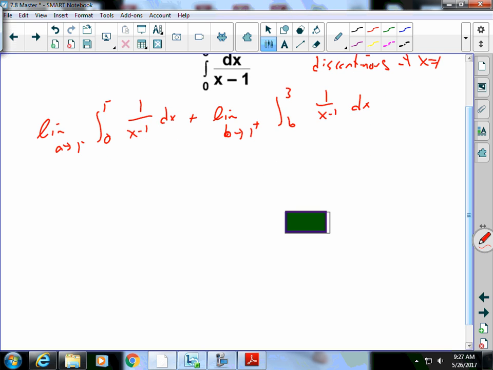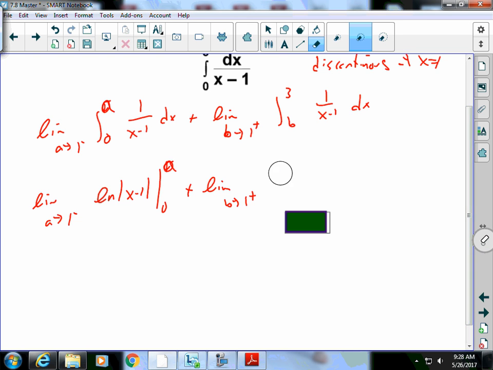So this is just a natural log still, so it's the limit as a approaches 1 from the left of the natural log of the absolute value of x minus 1 from 0 to a. That's plus the limit as b approaches 1 from the right of the natural log of the absolute value of x minus 1 from b to 3.